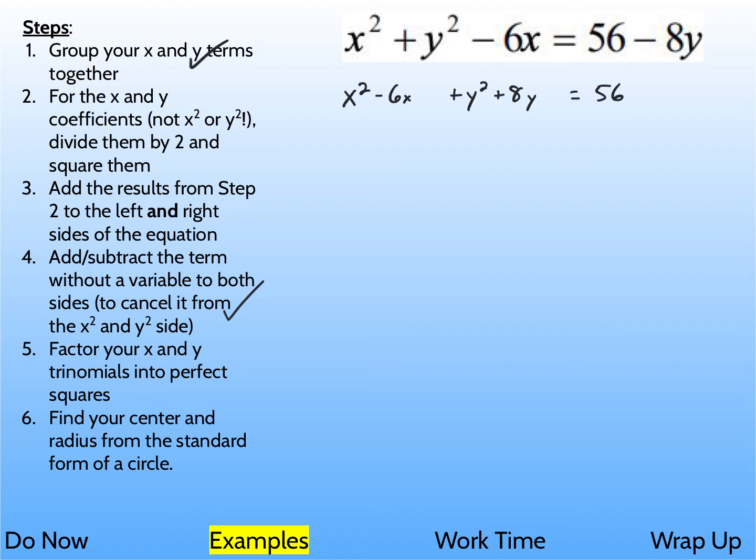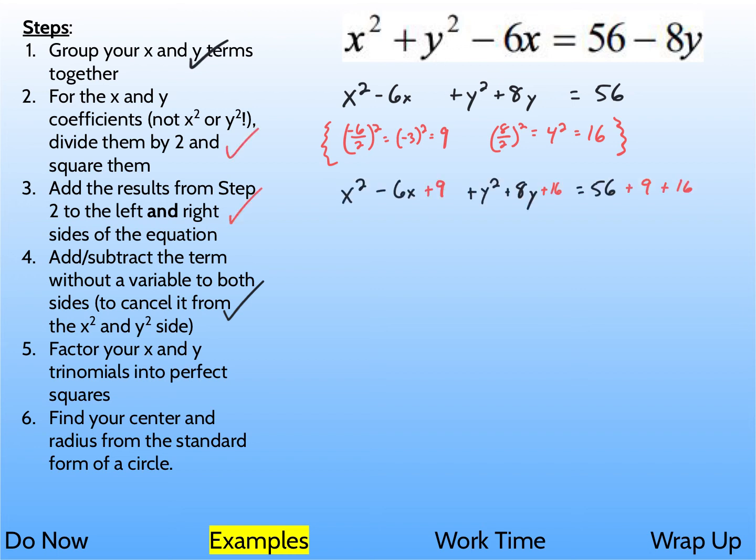All right, now let's do our little thought bubble time here of negative 6 divided by 2 squared equals negative 3 squared, which equals 9. These should always be positive, by the way, because you're squaring them. And then we have 8 divided by 2 squared, which is 4 squared, which is 16. And that's the number we're going to add to the left and right side of these two numbers, 9 and 16. So we've added them to the left, we've added them to the right. All right, now we're already done with step 4.